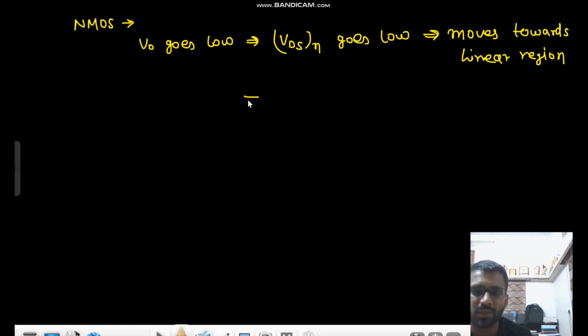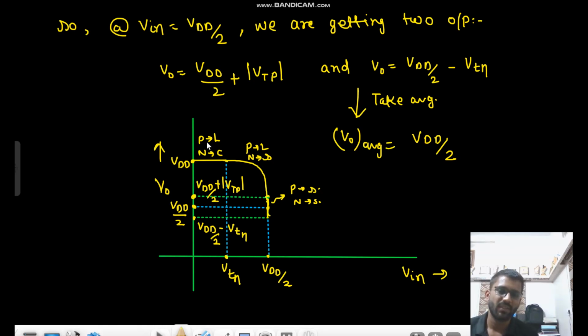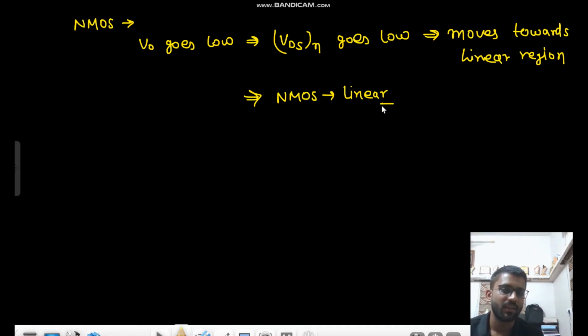Right? So that shows that your NMOS is in linear region now. Basically, it's an inverter. If you have seen the characteristic till now, P was in linear, N was in cutoff. P was in linear, N was in saturation. Then both in saturation. Now what will happen? N will go to linear, P will go to saturation. Inverted. N will go to linear and P will go to saturation.